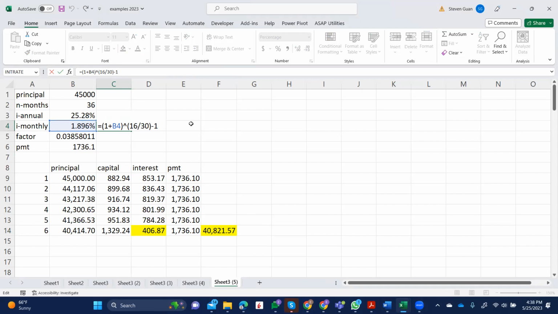Just wondering, for all exercises, are we taking into account that months are 30 days? Yes, by default, we're going to assume it's 30 days. Okay, great. Thank you. Perfect.